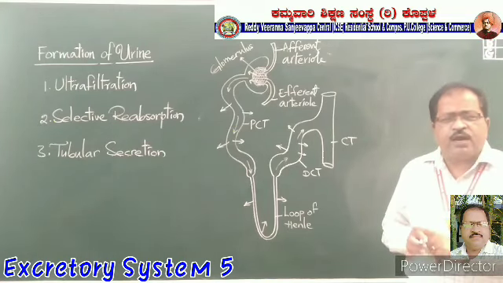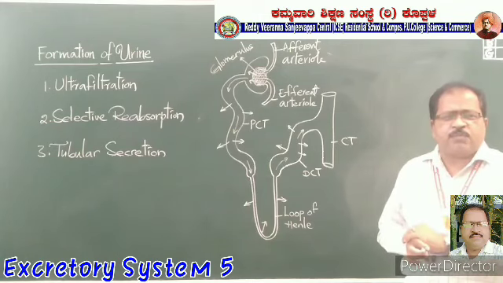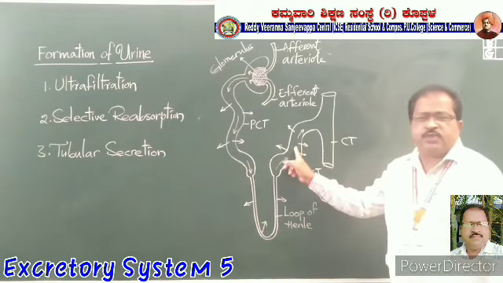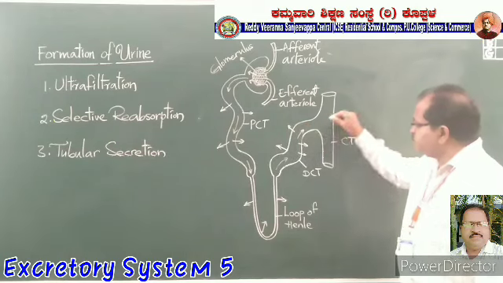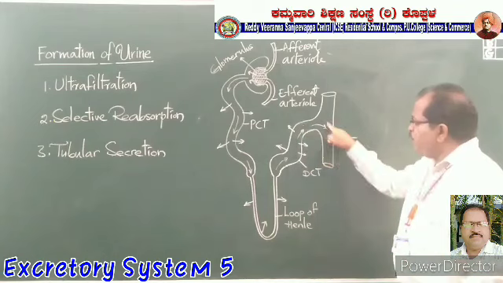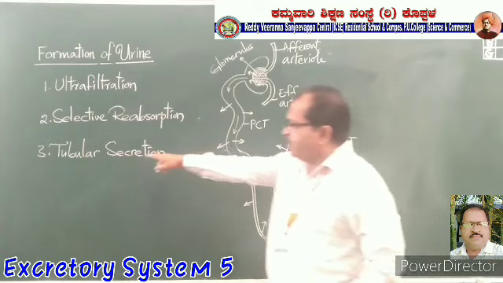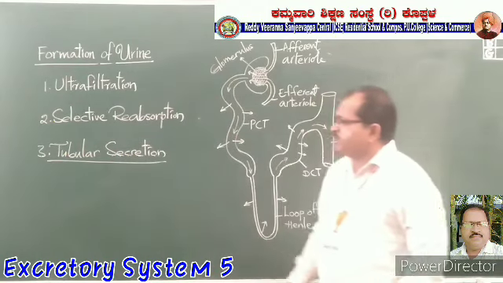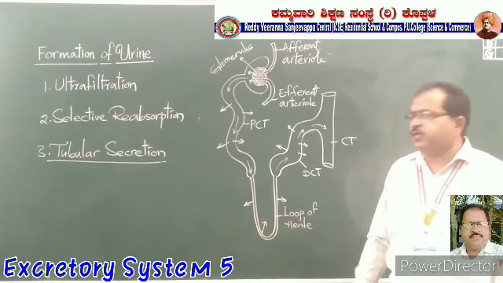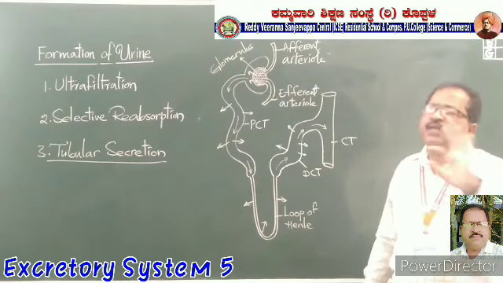The remaining urea and some amount of glucose, uric acid and a large amount of water will enter the distal convoluted tubule. From there it is connected to the collecting tubule, and this total material will be poured into the collecting tubule. Then it is called urine. That is the third process, tubular secretion.